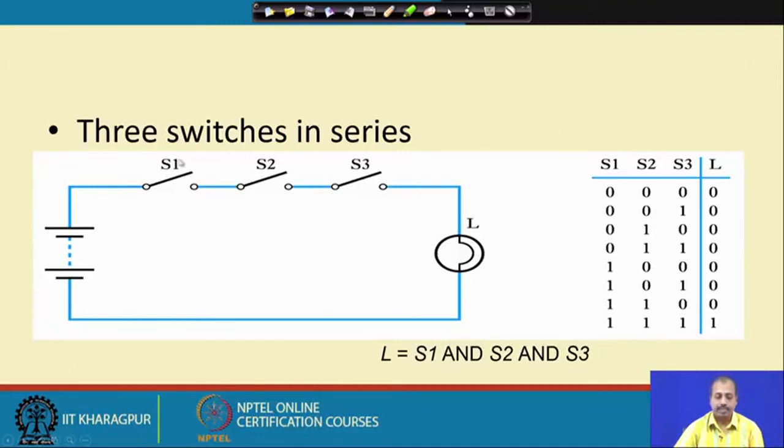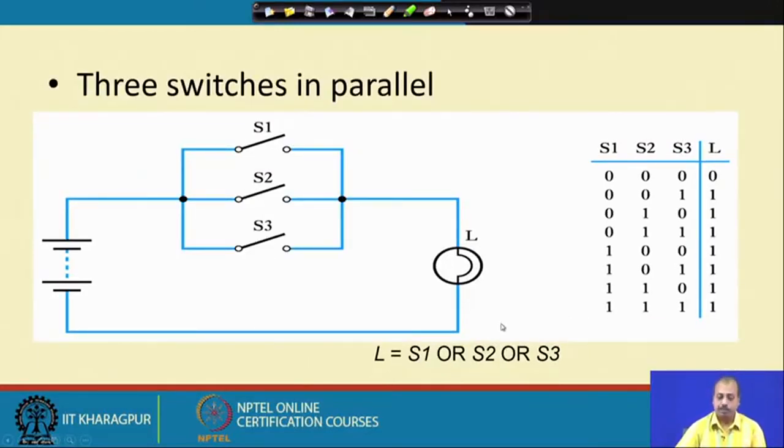As I said, since this is a series connection of switches S1, S2, S3, L will be equal to 1 only when S1, S2, S3 all of them are equal to 1. In the truth table also you see that L is equal to 1 only when S1, S2, S3 all are equal to 1.